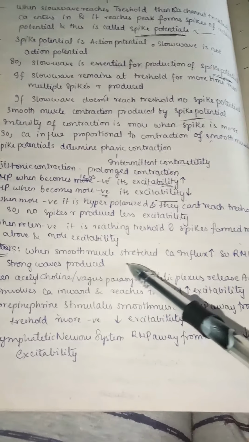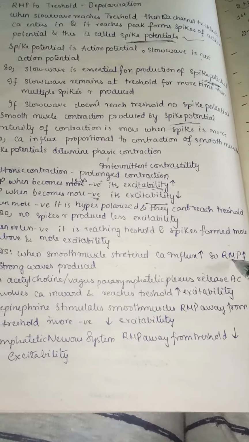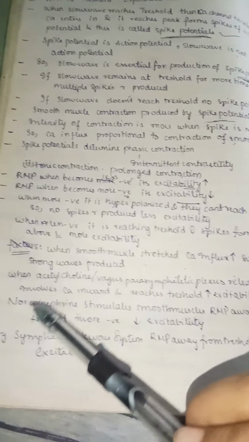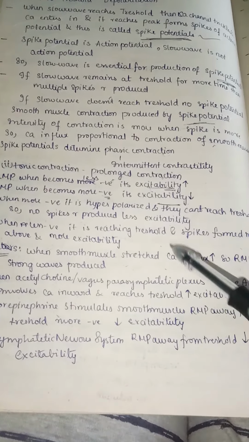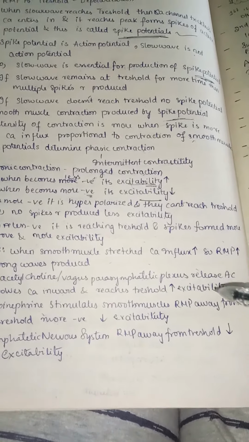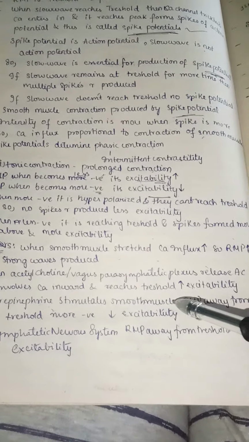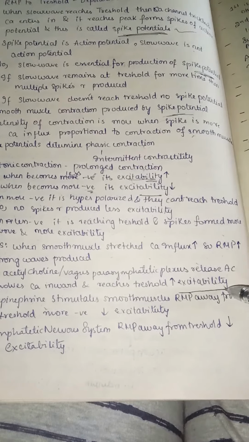When smooth muscle is stretched, calcium influx increases, so the resting membrane potential increases, which leads to stronger waves. When acetylcholine is released by the vagus, the parasympathetic plexus, it promotes inward calcium movement and reaches the threshold, which increases the excitability.